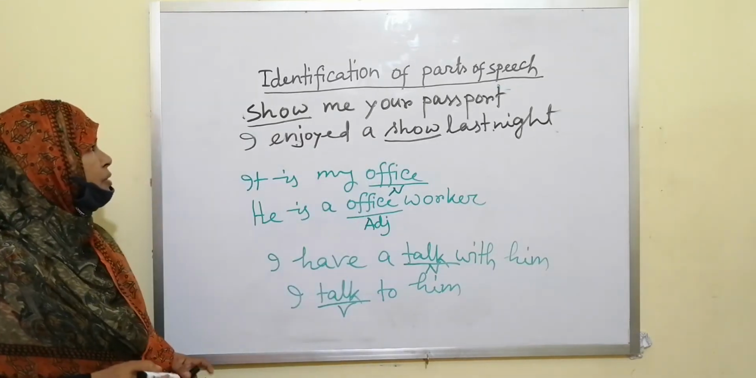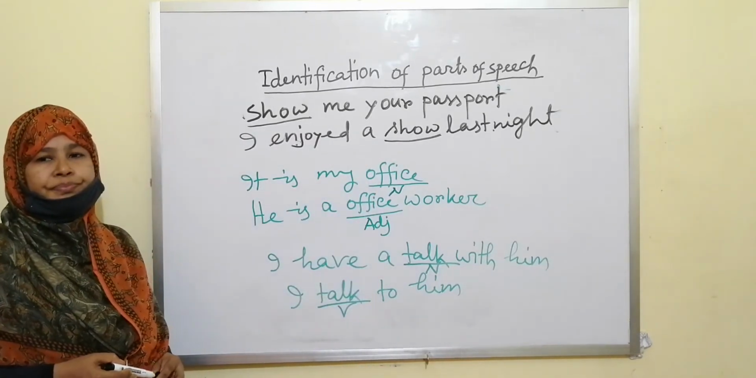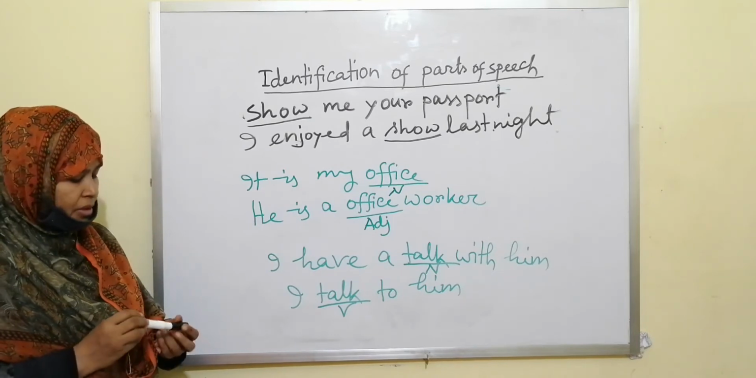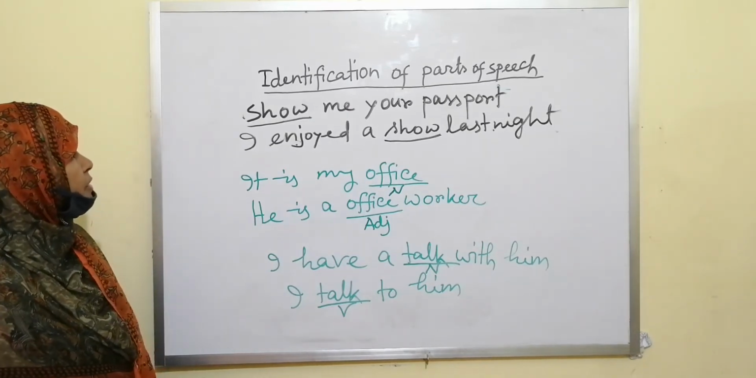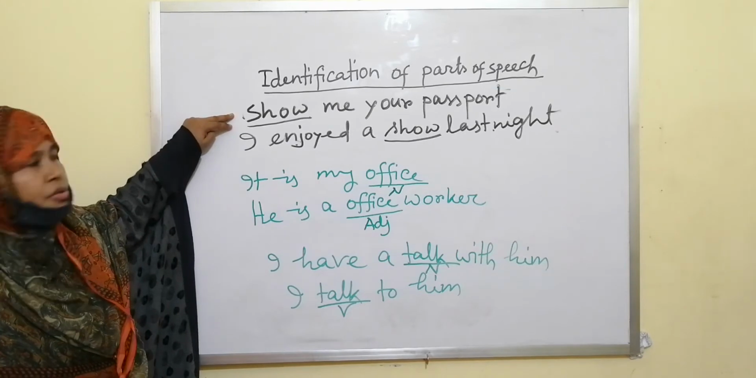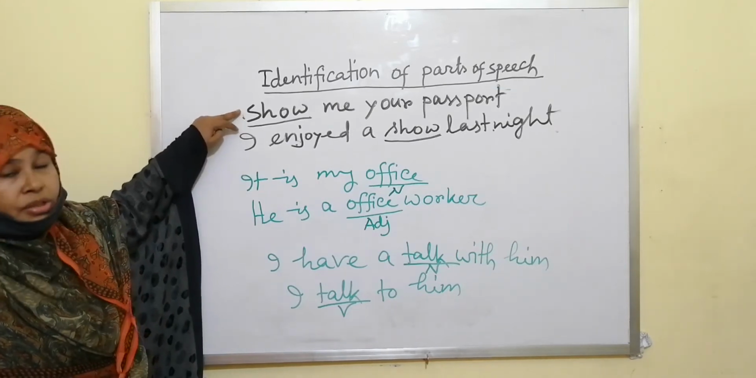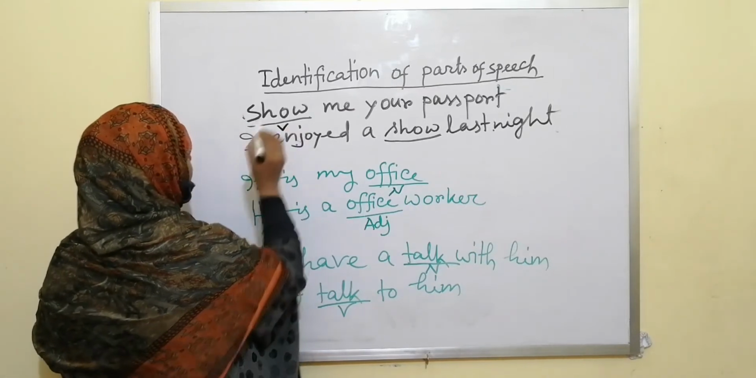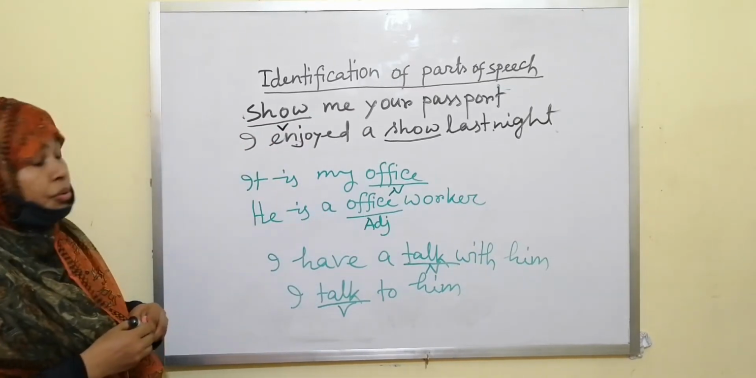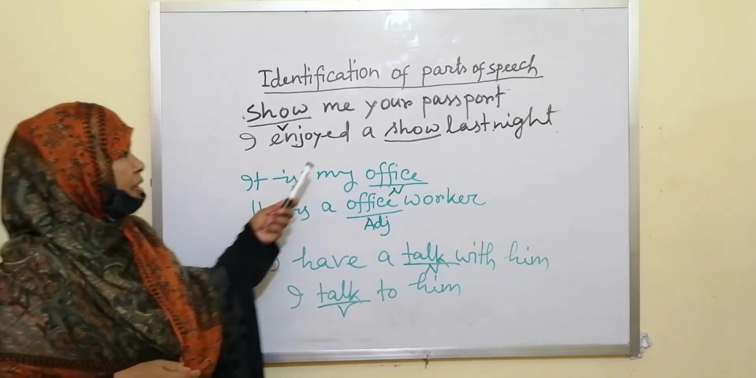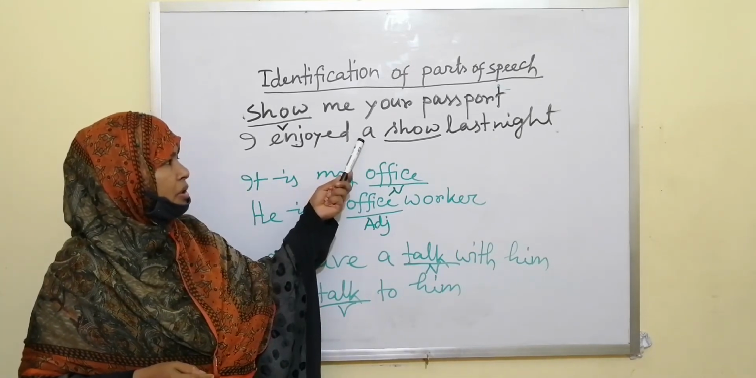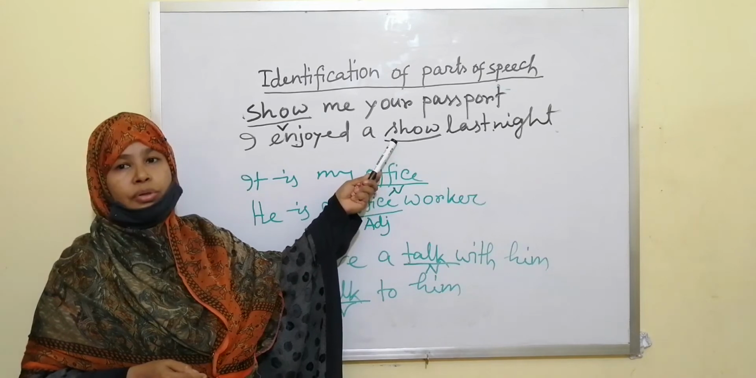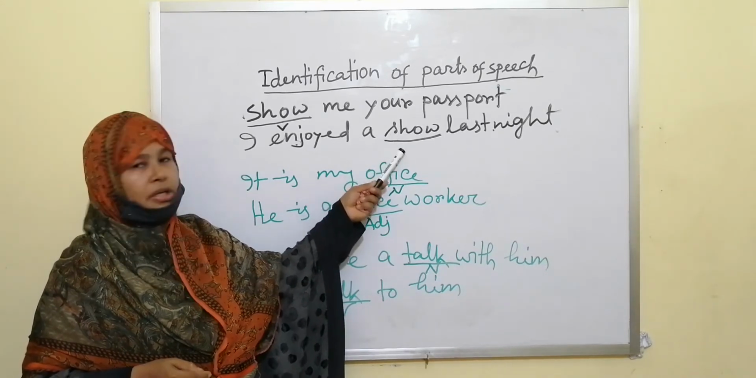Dear student, when we find any imperative sentence, at the beginning of the imperative sentence we use an action verb. So show is a verb here. We know that after any determiner we use a noun. So show is a noun here.